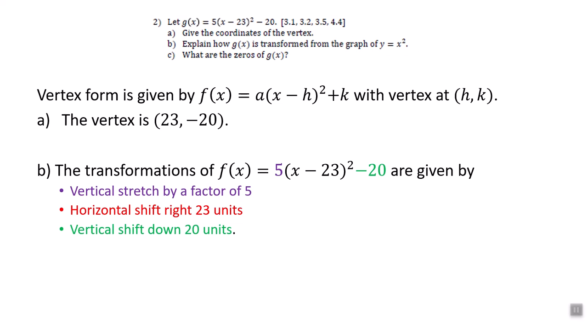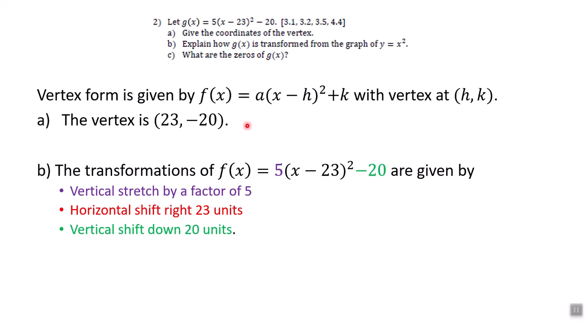All right, so our first question: let g of x equal 5 times (x minus 23) squared minus 20. This comes from our section in the book called Quadratic Functions, Chapter 3. In Part A, give the coordinates of the vertex.